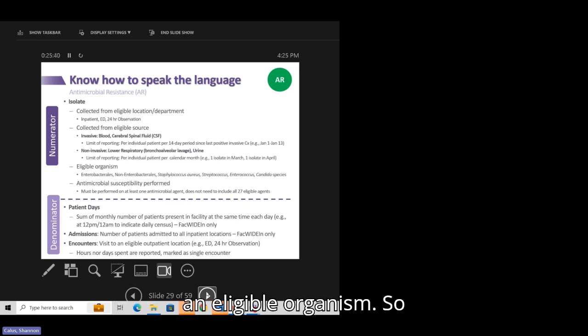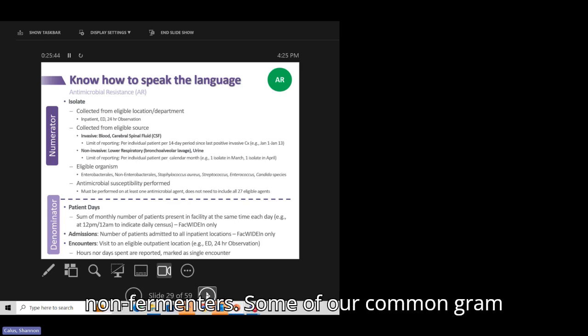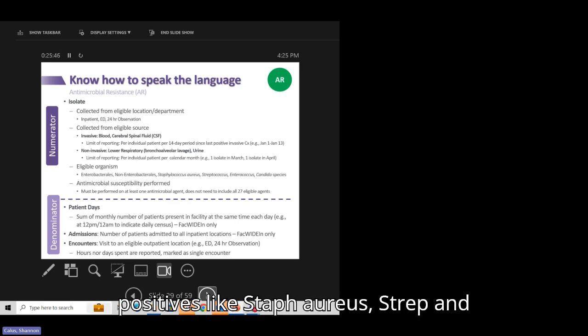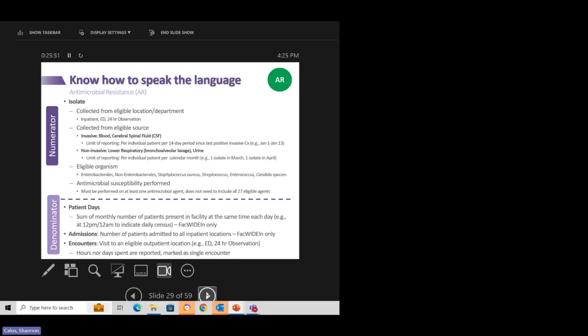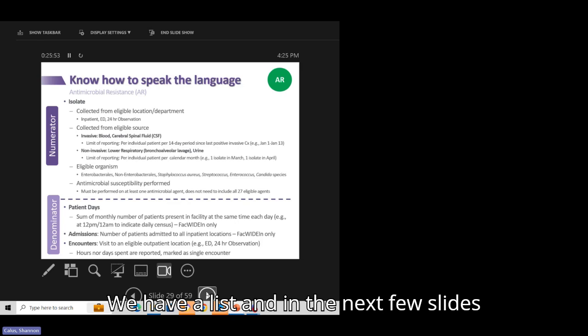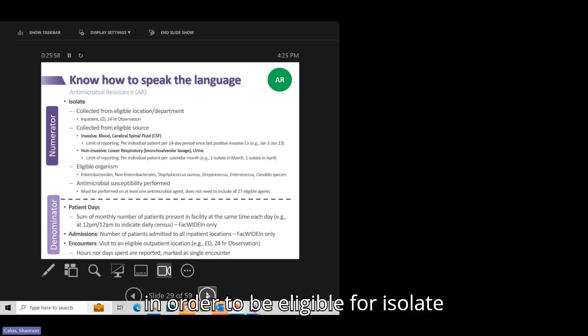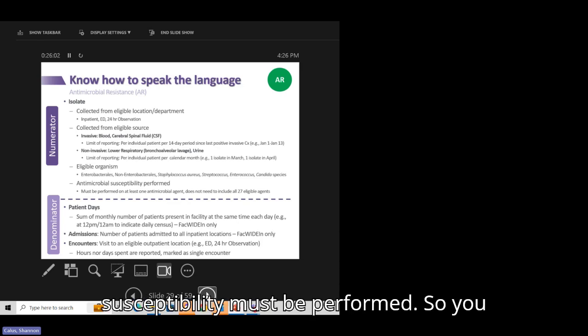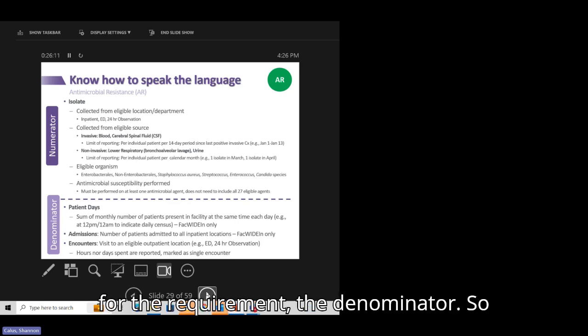It also has to be an eligible organism: Enterobacterales, non-Enterobacterales, or non-fermenters, some of our common gram-positives like Staph aureus, Strep, and Enterococcus, and then Candida species. We have a list in the next few slides, which will spell that out in more detail, but it has to be one of those organisms in order to be eligible for isolate extraction. And then antimicrobial susceptibility must be performed. You don't have to report or perform susceptibilities on all eligible agents, just one, and that would suffice for the requirement.